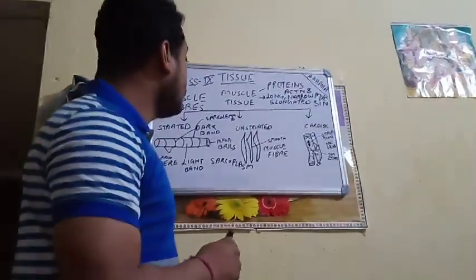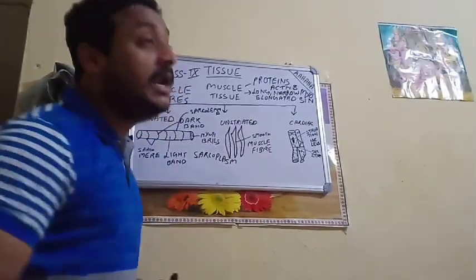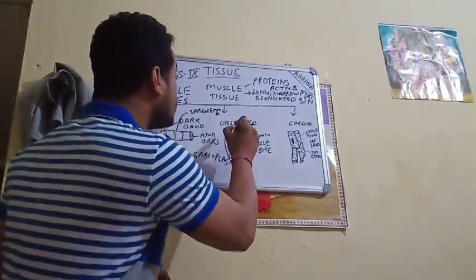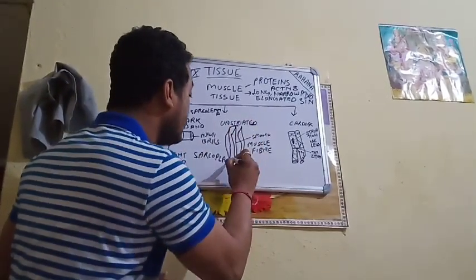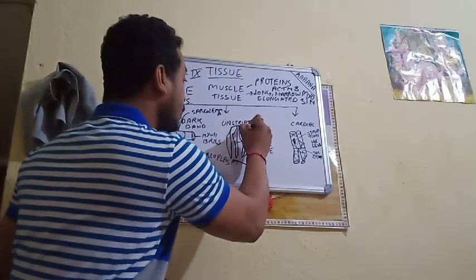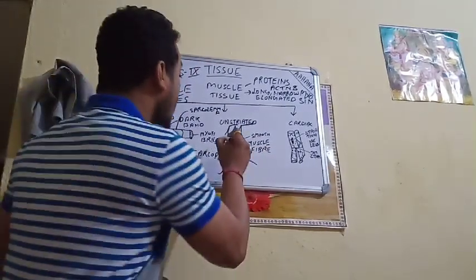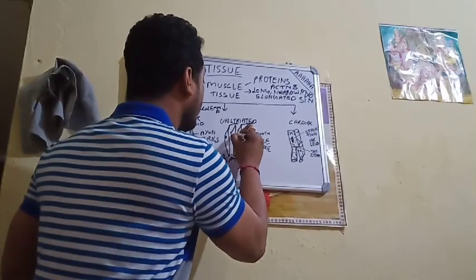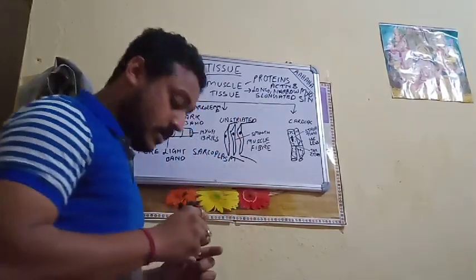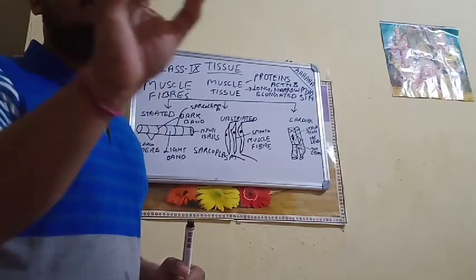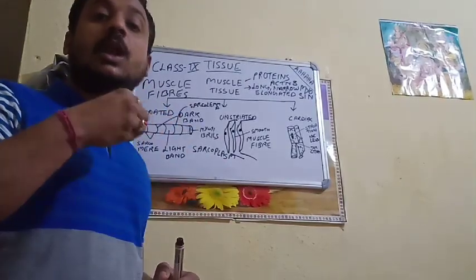Unstriated muscles are the muscles which are long and spindle in shape. Why spindle? Because both sides are pointed. See, at the top it is pointed, at the bottom also it is pointed. And the nucleus is present over here, where I am making these black dots. Unstriated muscles means involuntary muscles, muscles which are not in our control.